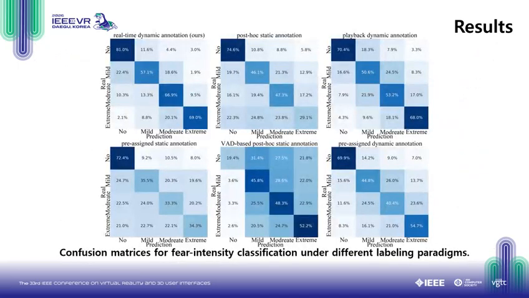Confusion matrices for models trained on datasets labeled by each method are shown in the figure. Compared with the 5 baseline labeling methods, our approach achieves consistently better overall performance.